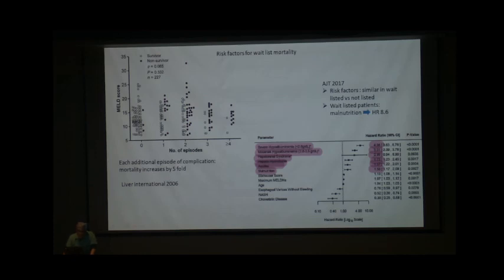And if you see the risk factors for the waitlist mortality, this is a paper published in 2017, and they analyzed the risk factors. The highest weightage was for severe hypoalbuminemia, with a hazard ratio of almost 5-fold increase in mortality, followed by hepatorenal syndrome, hepatic hydrothorax, ascites, and malnutrition. They also compared the factors between the wait-listed patients and non-wait-listed patients. The factors were similar, but malnutrition was found to have a significant impact on the wait-listed patients with a hazard ratio of 8.6.